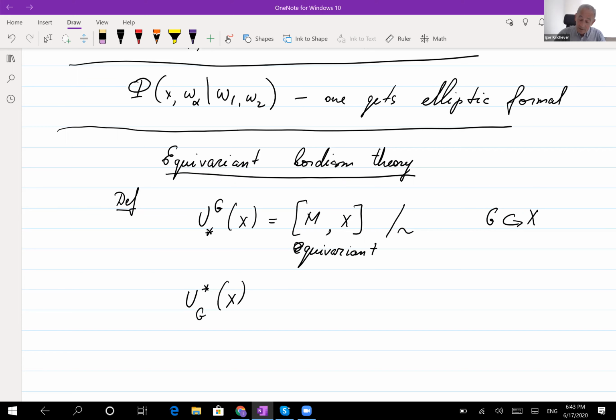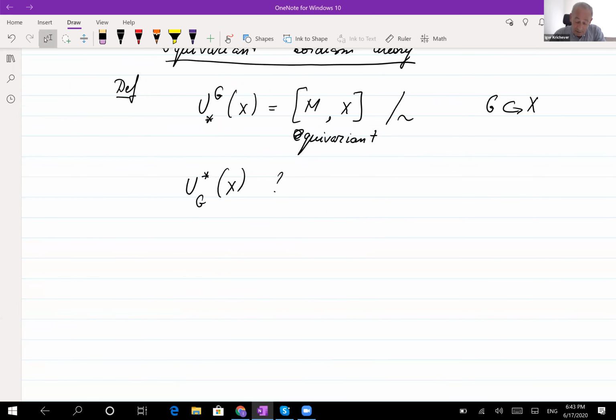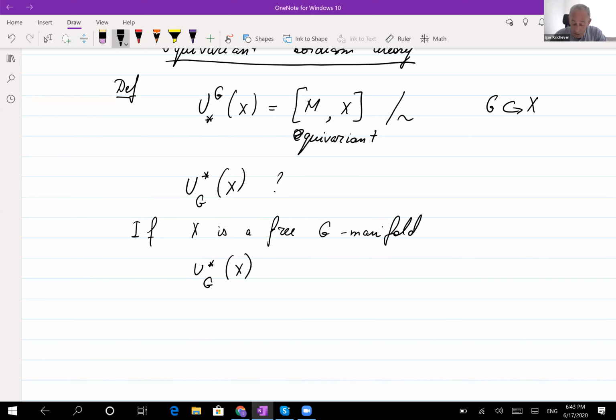But what should one expect from a definition of such a thing? Of course, you expect that if X is a free G manifold, then, if such a reasonable theory exists, the cobordism of X should be equal to the usual cobordism of the factor space. So it's a manifold, not necessarily. This is one obvious requirement.